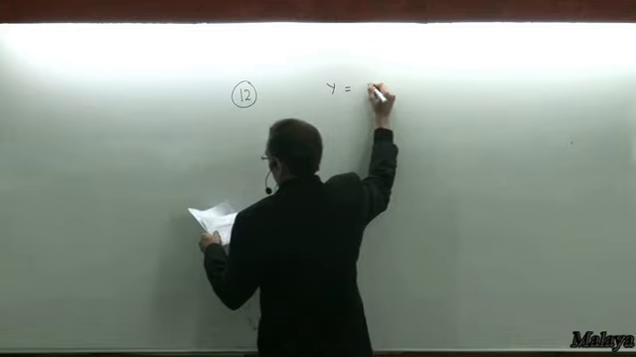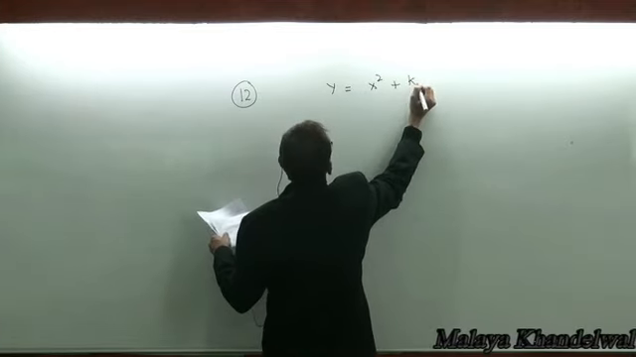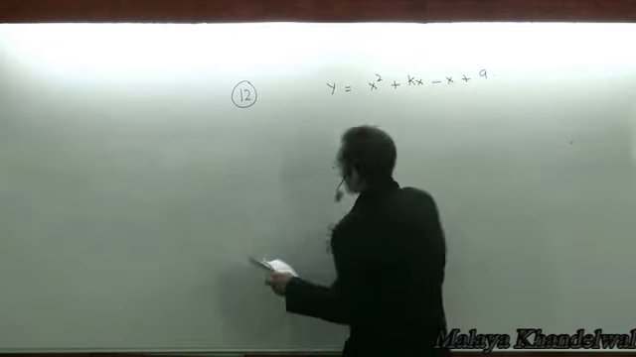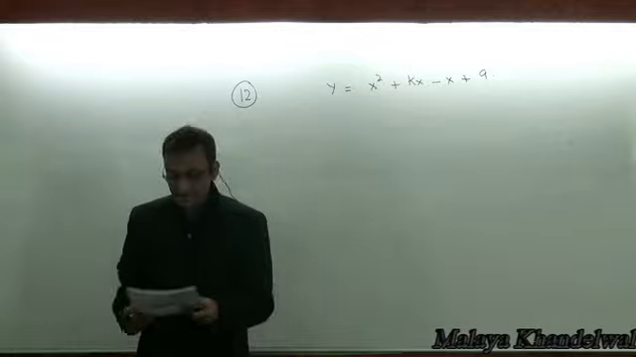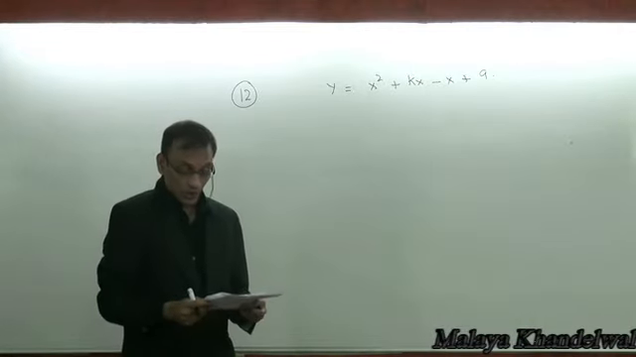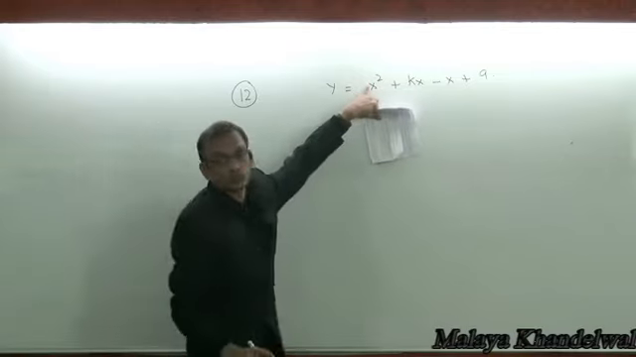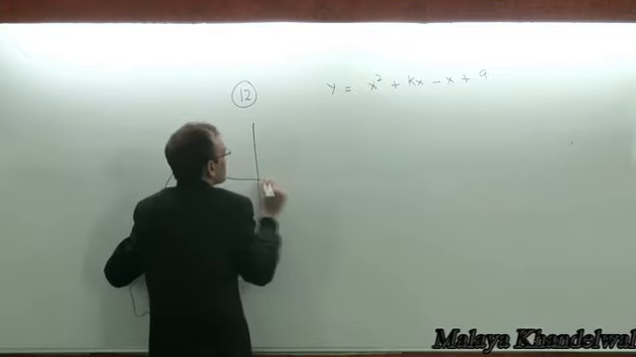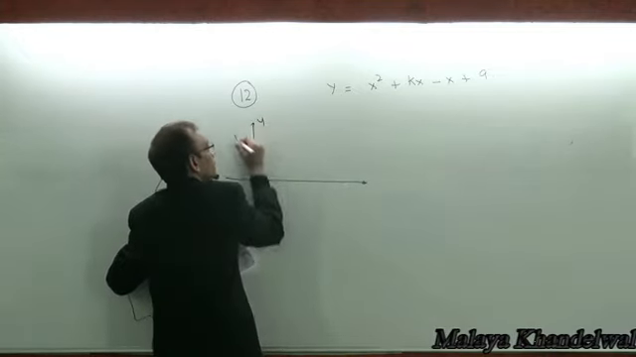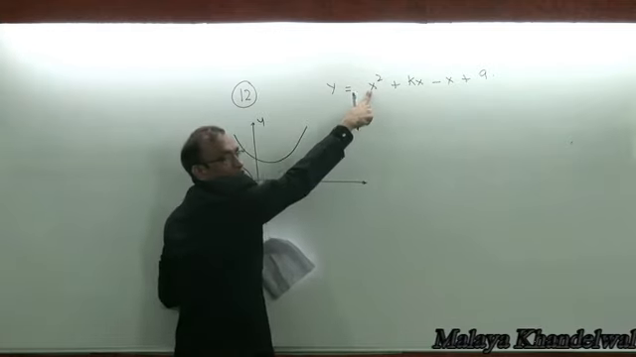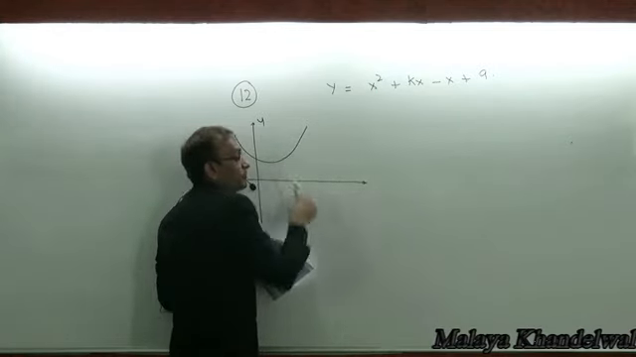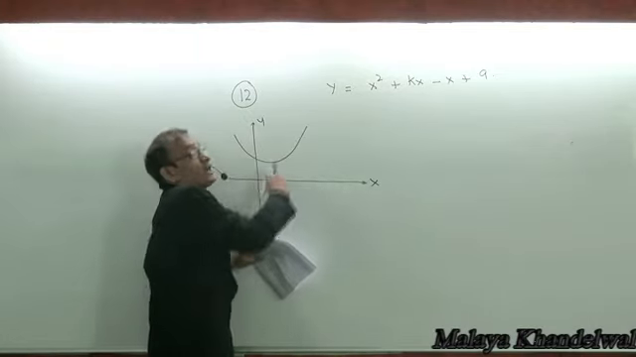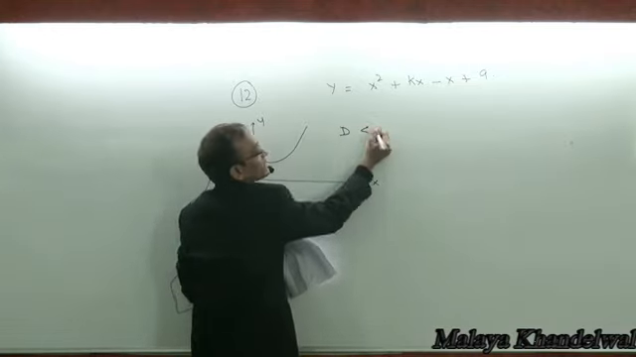Now, y equal to x² + kx − x + 9 is strictly above the x-axis. First of all, coefficient of x² is positive, so it must be an upward opening parabola, isn't it? And strictly above the x-axis means this is upward opening because coefficient of x² is positive. And if it doesn't cross the x-axis anywhere and is strictly above the x-axis, that means discriminant must be less than 0.